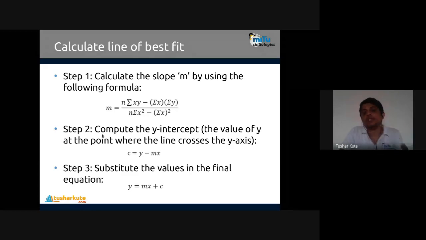Whatever x and y parameters you have passed, the slope is calculated based on them. This is the formula by which the slope of that line will be calculated. Now step number 2. Using this, we are going to make use of the formula to find the value of the y-intercept.